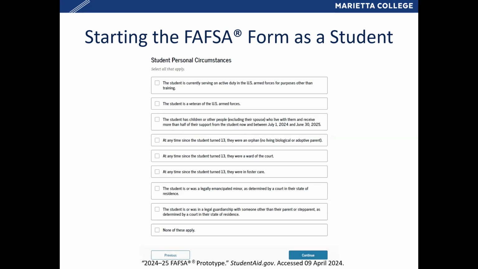or if the student was in a legal guardianship with someone other than a parent or step-parent. In addition, if the student answered that they were married in the previous questions, then they would also be considered an independent student. And also if they answered that they were going on to complete a degree after their bachelor's degree, that would also be considered an independent student.